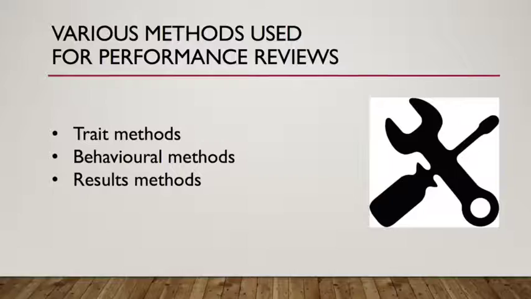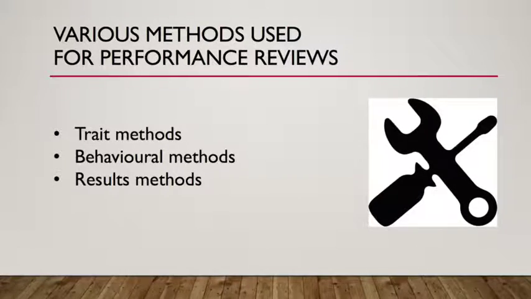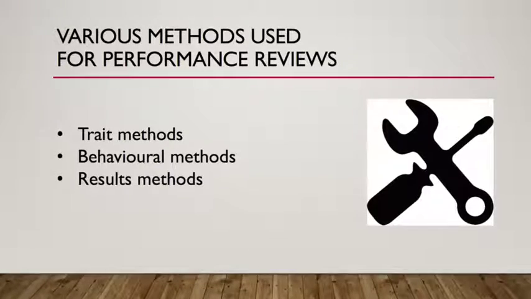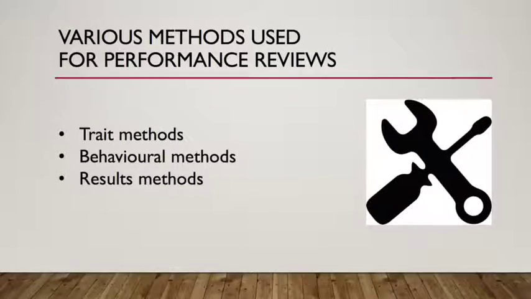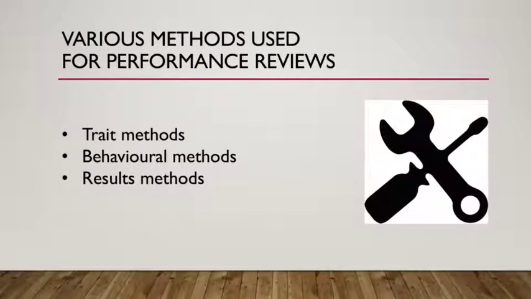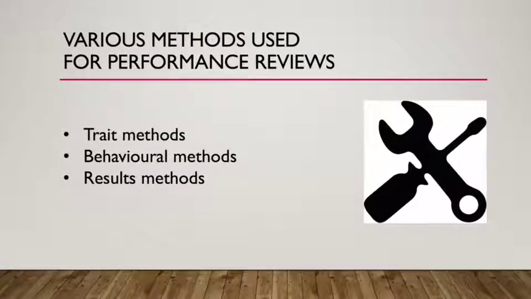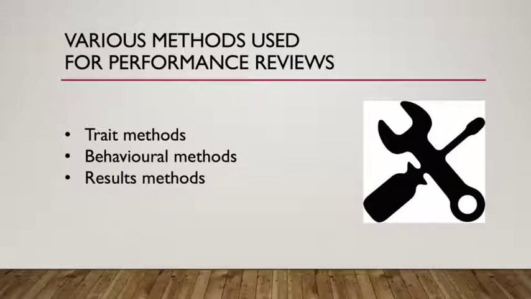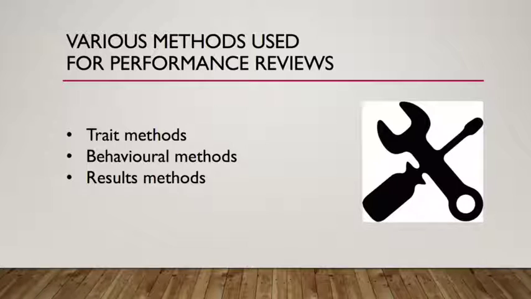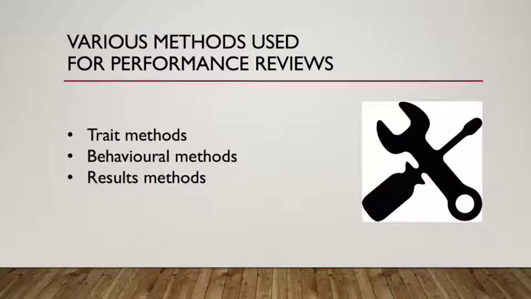The second one is the behavioral method. This method has been developed to specifically describe which actions should or should not be done on the job. The third method is the results method. This consists of reviewing employee accomplishments, what they achieve through their work. The results could be sales figures, production output, the time they take to achieve a work, etc.